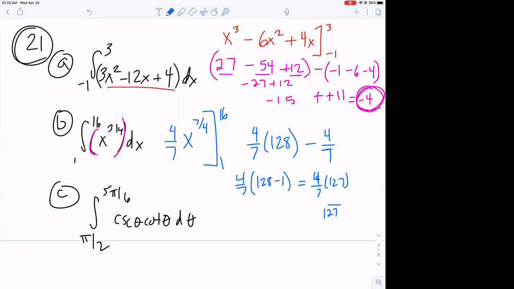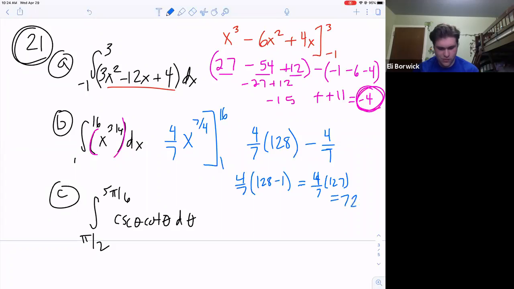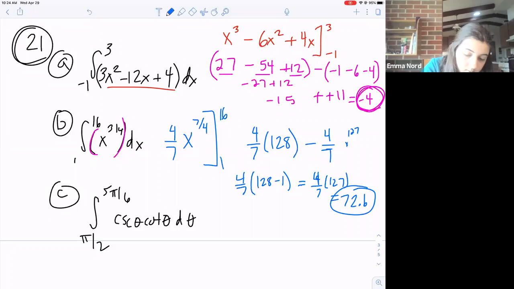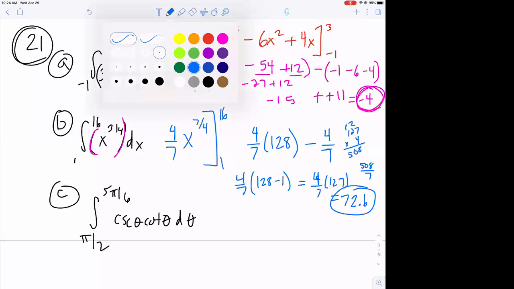My guess is it's not. It'd be really nice if it was. No, it's not. The answer is 72.6. Yep. Wait. That's what I got. Yeah. So 508/7, which is 72.6. I like it.